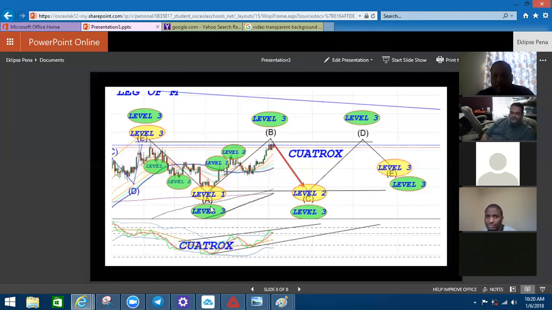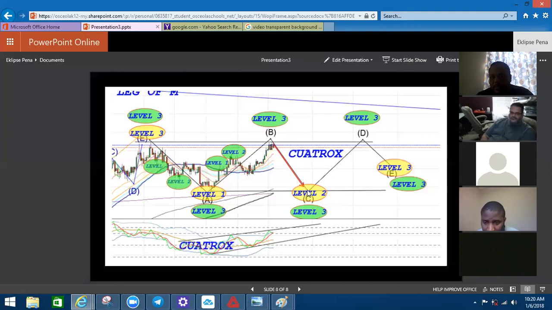So we have a level 3, level 1, level 2, level 3. Level 3, level 1, level 2, level 3. And here is a level 3 again. This is a reversal. This is what we trade. Right now in the beginning, this is all you should be trading is reversals. And then there's going to be a level 1, a level 2, and a level 3.